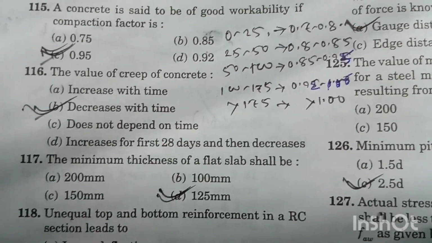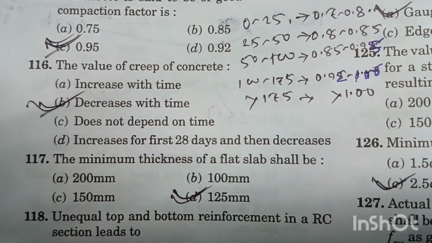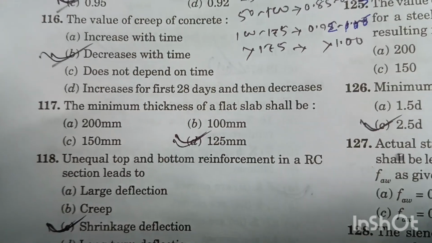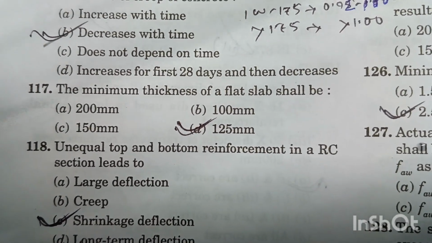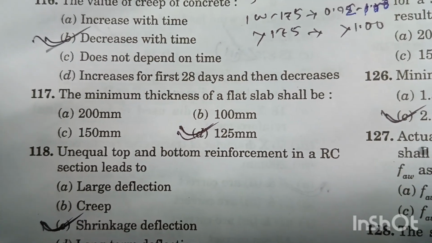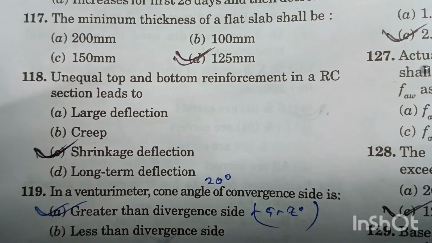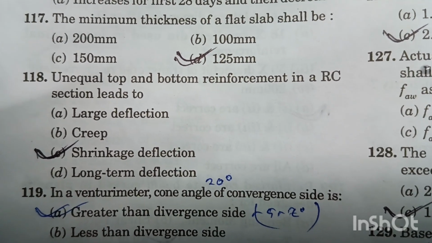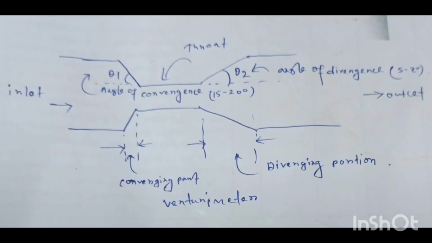Question number 117. The minimum thickness of a flat slab shall be 125 mm. Option D is the right answer. Question number 118. Unequal top and bottom reinforcement in a RC section leads to shrinkage deflection. Option C is the right answer. Question number 119. In a venturimeter, cone angle of convergence side is always greater than divergence side. Option A is the right answer.